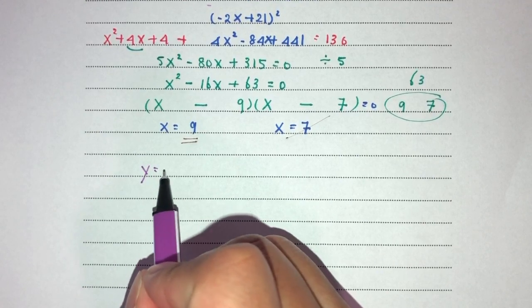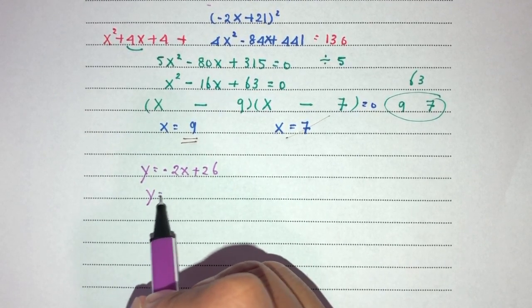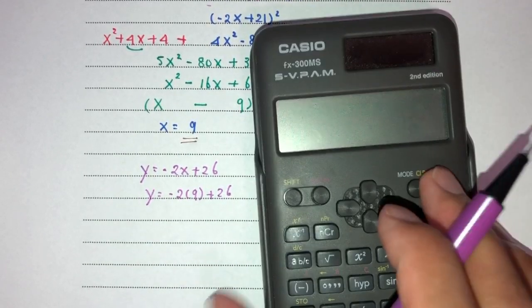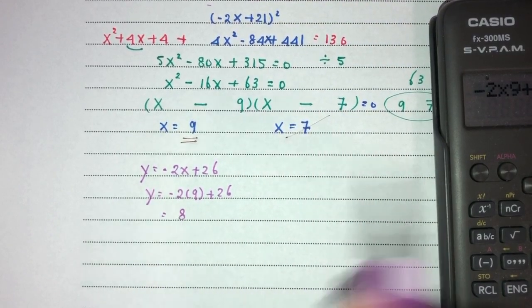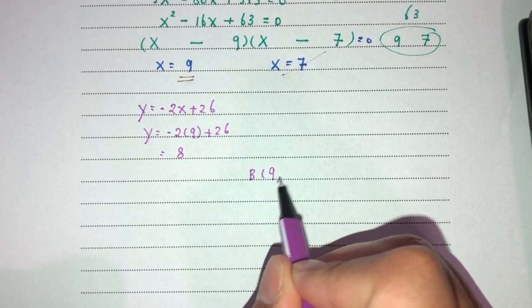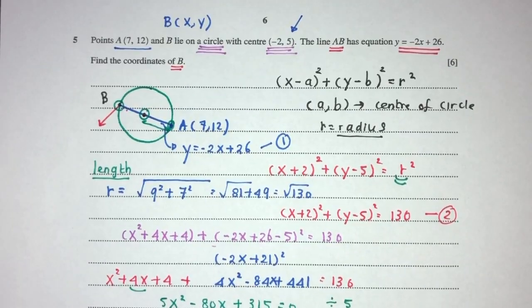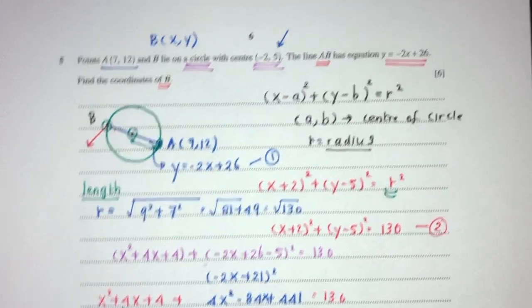Replace. y is the value of minus 2x plus 26. So replace x in here to be minus 2 times 9 plus 26. That should be the value of 8. Therefore, finally, the point B was found to be (9, 8). And this is your answer for question 5. We first have to find the equation and then solve simultaneous equations to find the point B.